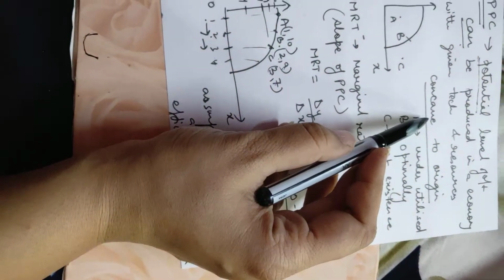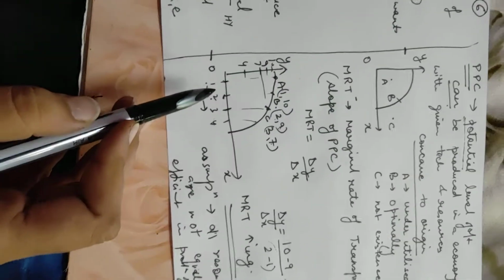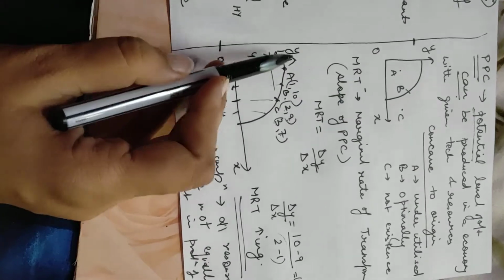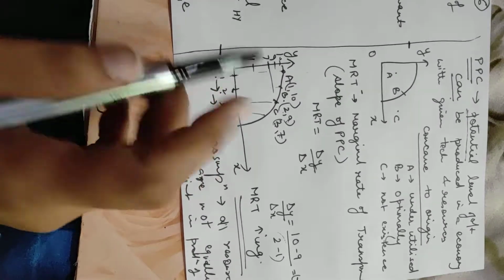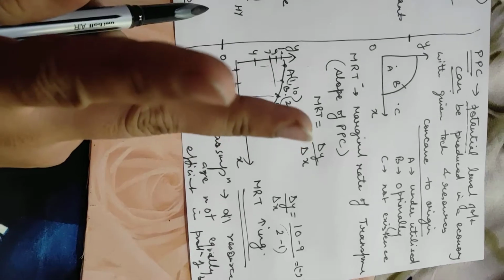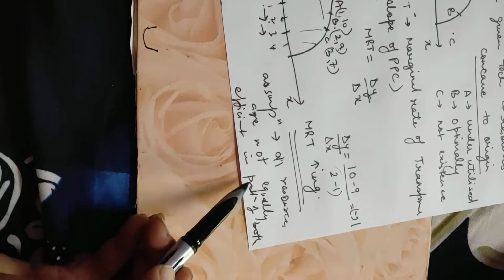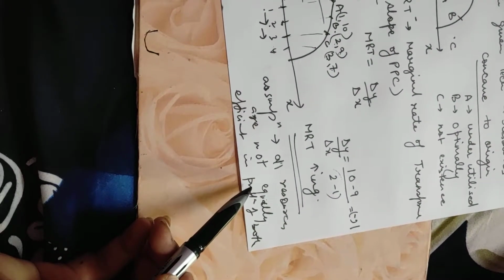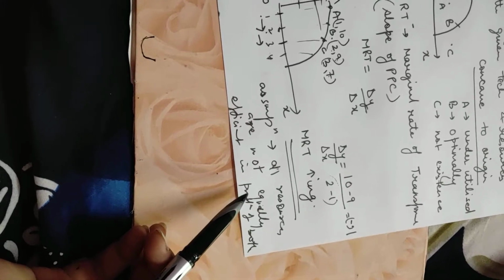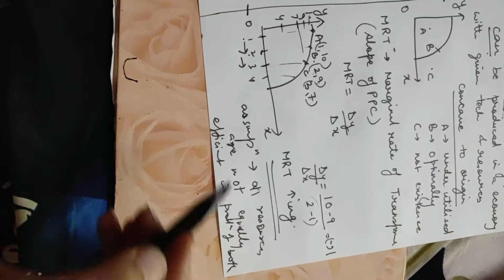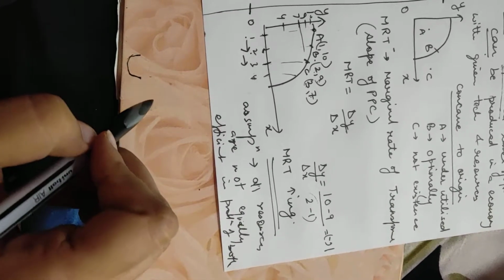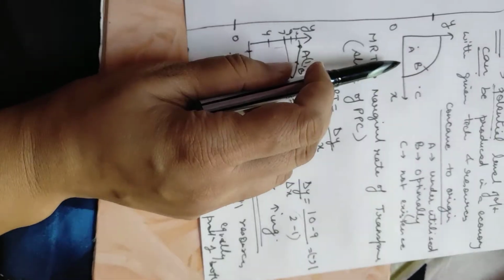Now concave shape of PPC shows that as we increase x by 1 unit, we need to sacrifice more and more of y. First point. Second point, this is because of increasing MRT. Third point, increasing MRT is because of the assumption that all resources are not equally efficient in production of both the goods. Now all these 3 points combined together give you the answer for the shape of the PPC curve.